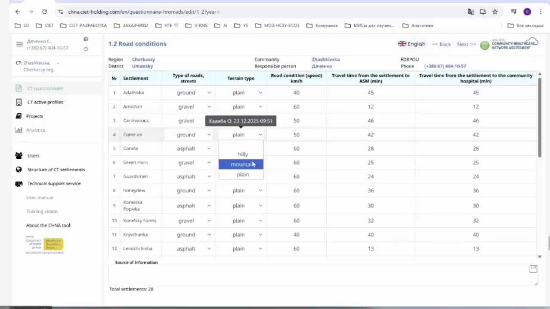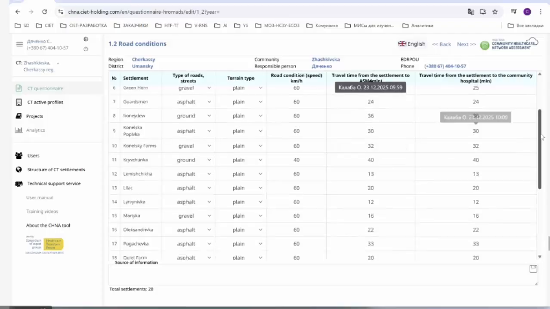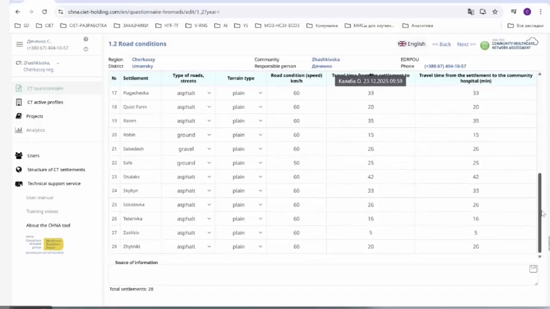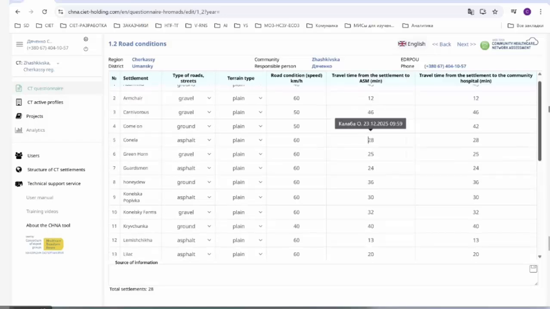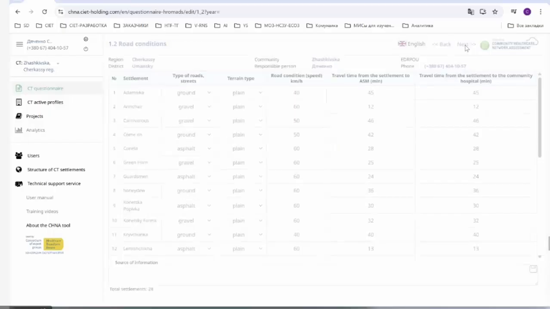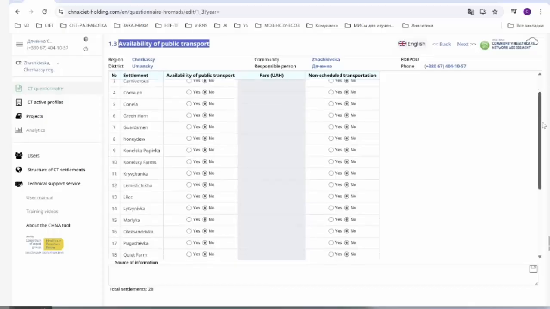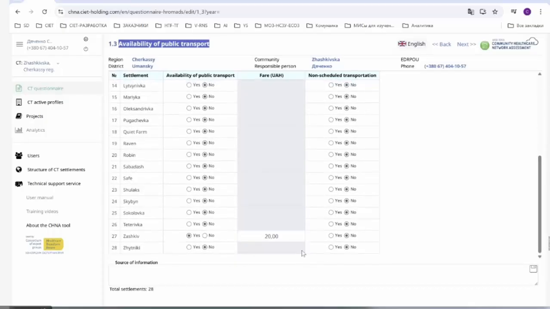You see the distance from the settlement to healthcare facilities, to the community hospital, to the ambulatory, and the condition of roads, to analyze the availability of public transport, and it is a problem within most of the communities we recognize. Next one, please.